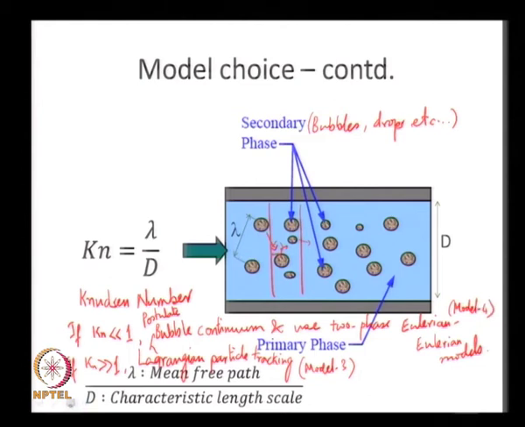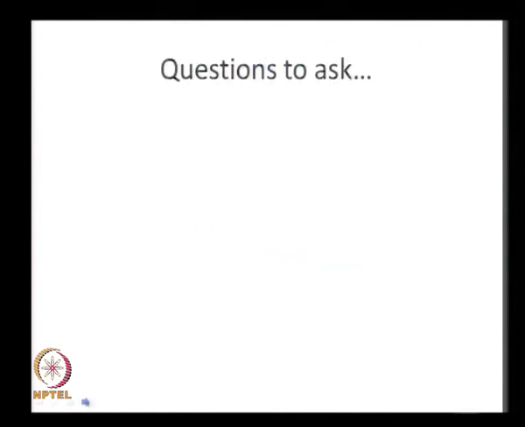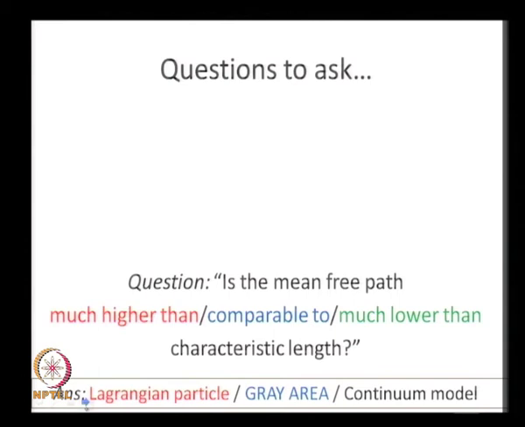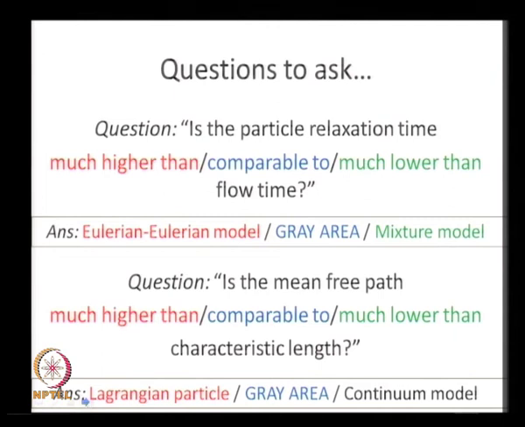So, based on two questions you ask. Is the mean free path much higher than, comparable to, or much lower than the characteristic length? Based on the answer to this, you can use either Lagrangian particle tracking or a continuum Eulerian approach. If the particle relaxation time is much higher than, comparable to, or much lower than the flow time, then you can use either a mixture model or the Eulerian multiphase model. There is always a little gray area in the middle when the Knudsen number is order 1 or when the particle relaxation time to flow time ratio is order 1.